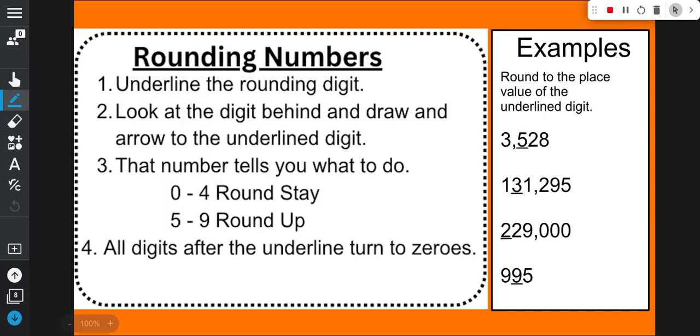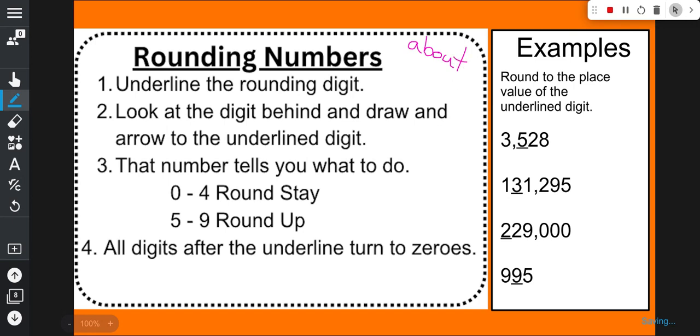All right, this is our last concept, rounding numbers. If you were to do a word problem, it's going to use the word about. So if you see the word about, we're going to be using some rounding. Anytime we do any type of estimation, we're going to utilize rounding.